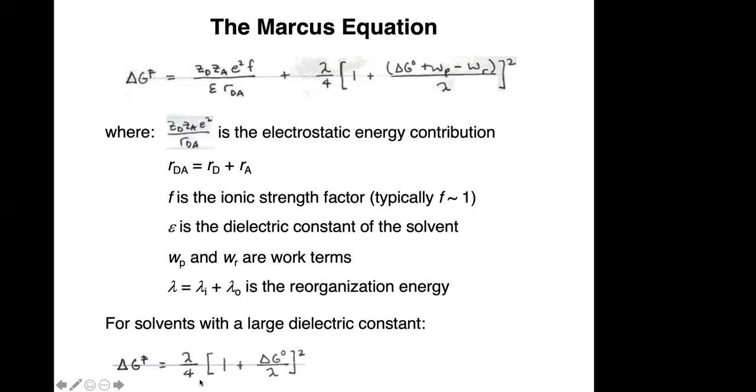So this very simple formula, where you just need to know the free energy of the reaction and then some estimate of the reorganization energy, and you can predict the delta G, and therefore from the previous equation, the rate constant.